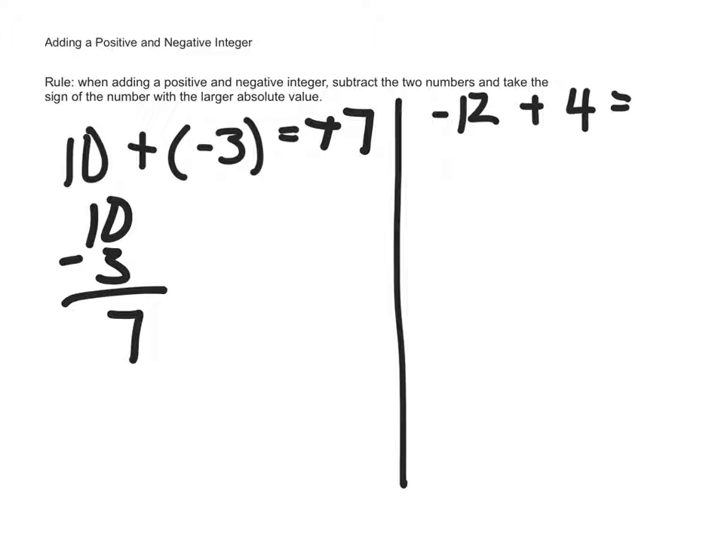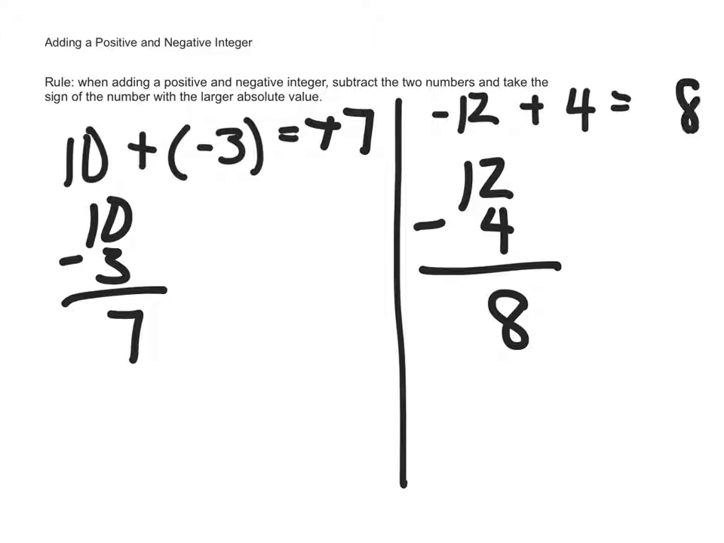Our next problem is negative 12 plus positive 4. So again, we're going to follow the same rule. We're going to subtract. So I'm going to take the 12, and I'm going to subtract 4 from it. 12 minus 4 is 8. So I'm going to put 8 here in my answer, but I don't know if it's negative or positive.